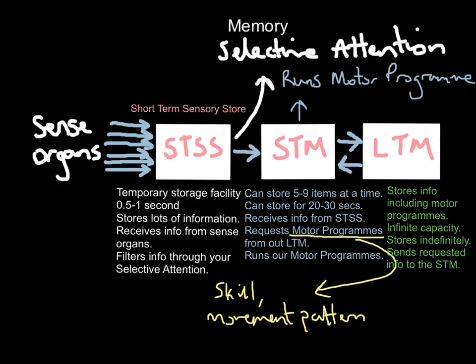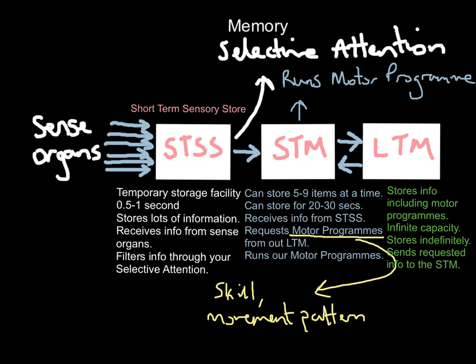So finally, the long-term memory then, as we've just said, it's basically storage. That is what your long-term memory is. Think of it as a USB stick. Your long-term memory stores information, including all our motor programs. So like I said, you've got a motor program for walking, for kicking, for jumping, for catching, for heading. Every skill or every movement pattern that you can do is stored as a motor program in your long-term memory. The long-term memory has an infinite capacity. No one has ever filled their long-term memory.